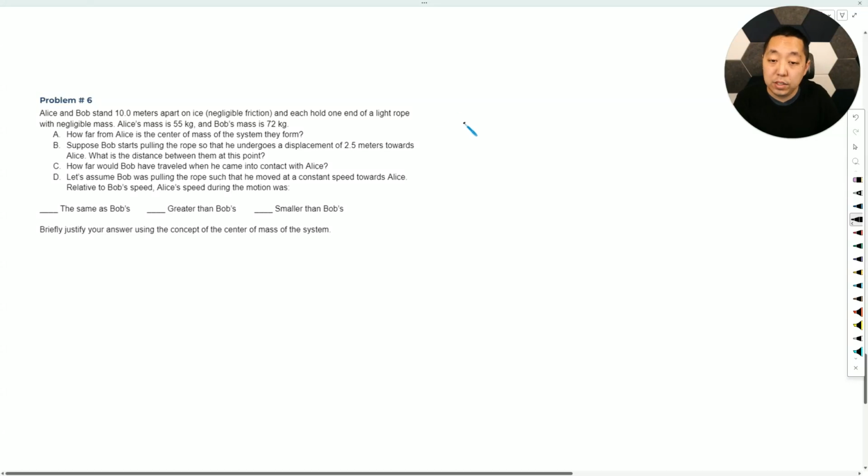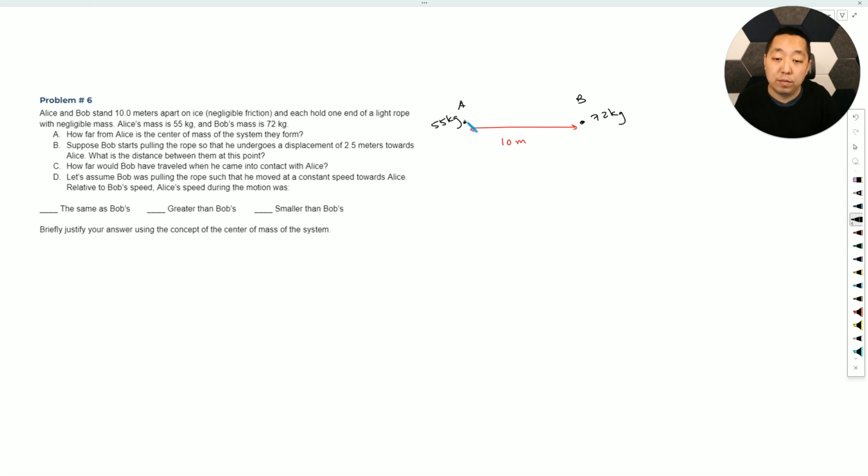All right, so we have Alice and Bob, 10 meters apart. Alice's mass is 55 kilograms. Bob's mass is 72 kilograms. How far from Alice is the center of mass they form? So let's say this is x equals 0, because I want the distance from Alice anyway. So this is x equals 10.